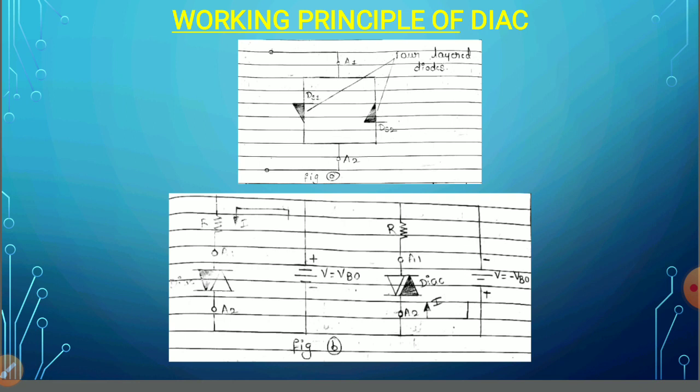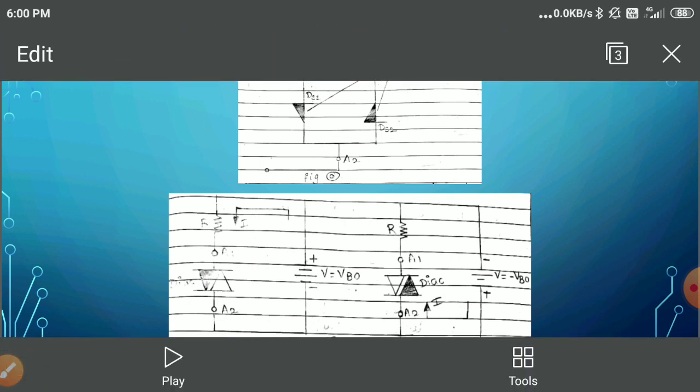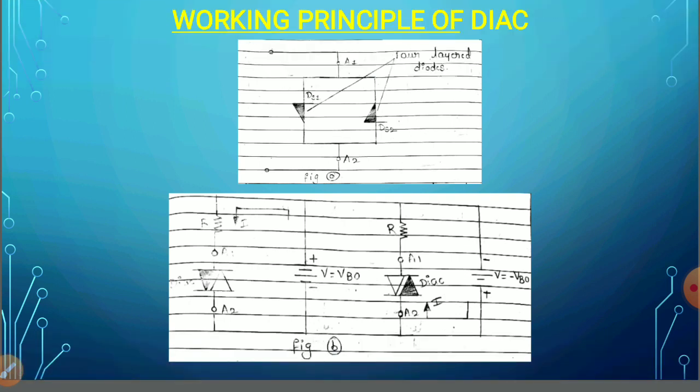In the first case, when I apply the positive supply voltage, by making anode 1 positive with respect to anode 2, initially a very small amount of current is going to flow. That current we call the leakage current. Then as you go on increasing the applied voltage up to a certain value called VBO, VBO is nothing but the threshold voltage, the current will be very small.